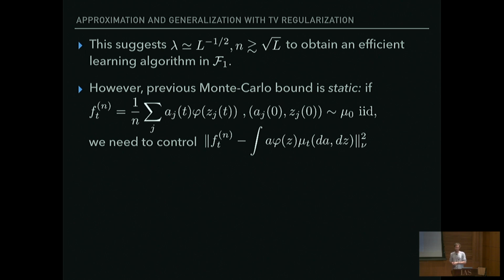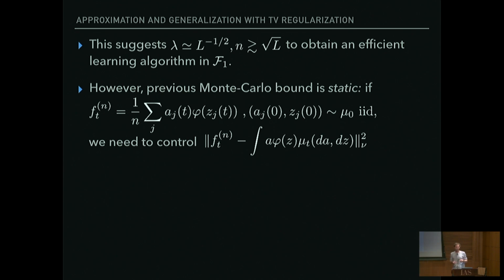a regularization parameter that is basically of the order of 1 over square root of L, and I could essentially afford to take a number of particles that, as long as it's larger than the square root of the number of data points, I could have an efficient algorithm, right? If I just plug these two results together, that would be the conclusion.